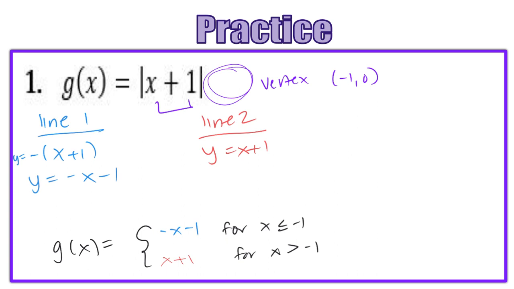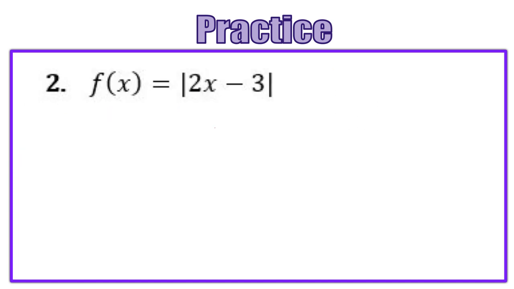Here's our next example. So if you haven't tried one on your own yet, go ahead and do so. I'm going to give you a hint. If you're stuck, the vertex is going to be the x value that makes this inside piece 0, comma 0 in this case, because there's no vertical translation. All right, now go ahead and try this one on your own.